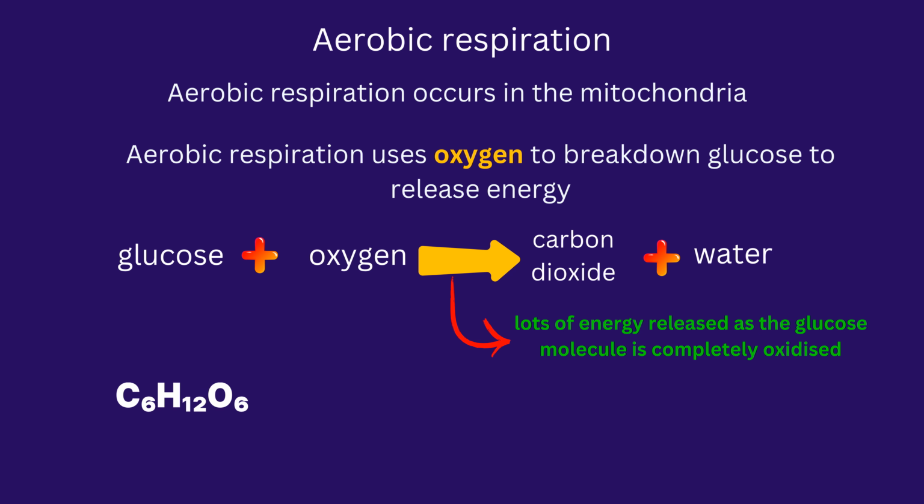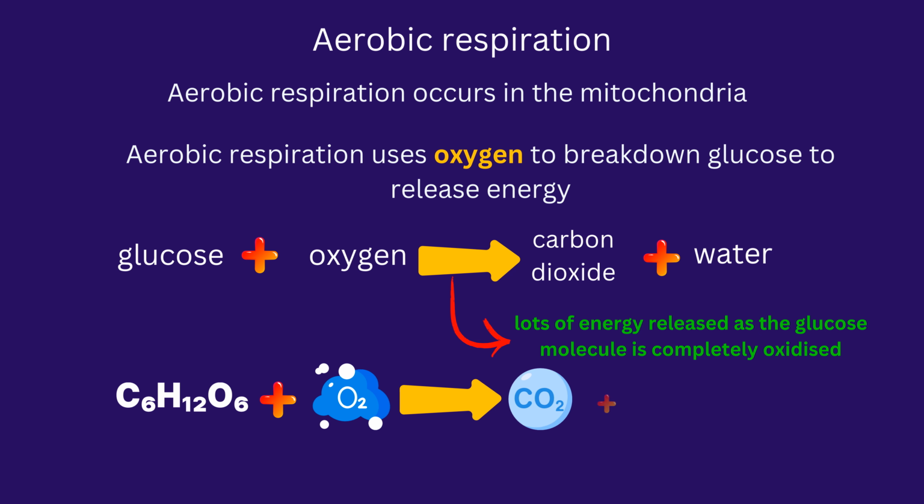Here is the chemical equation for aerobic respiration. It is C6H12O6, which is for glucose, plus O2 for oxygen to produce CO2 for carbon dioxide, plus H2O for water. Please remember this needs to be a balanced chemical equation, and so you need to put 6 in front of oxygen, 6 in front of carbon dioxide, and 6 in front of water.